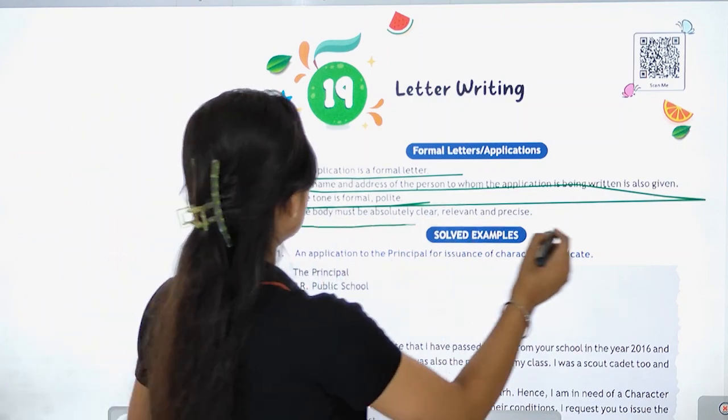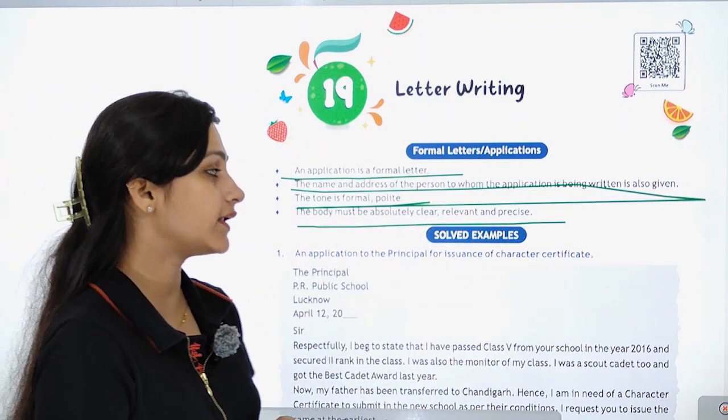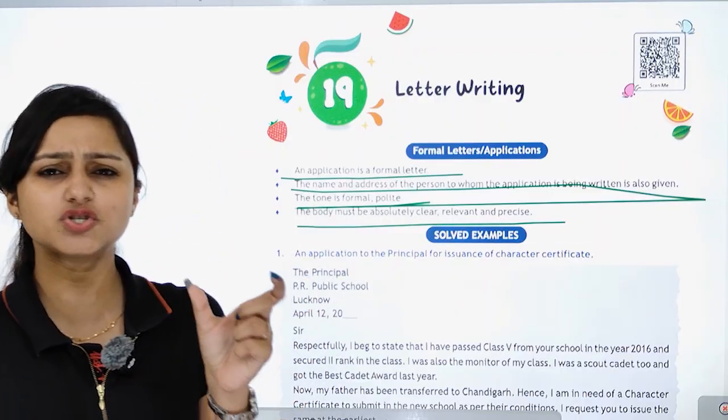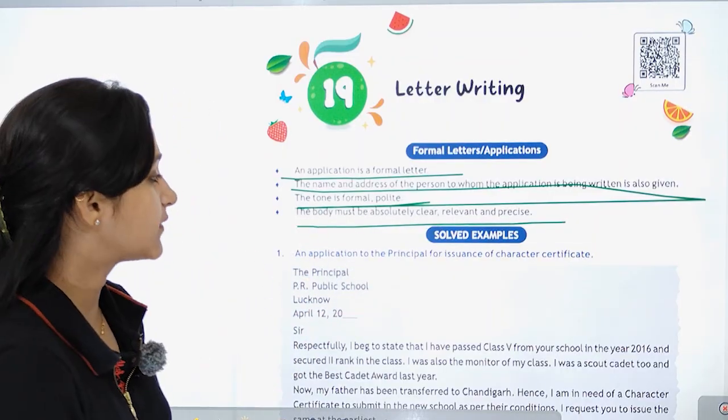The body must also be absolutely clear, relevant and precise. एकदम precise होनी चाहिए, up to the point, relevant होनी चाहिए और clear होनी चाहिए वो आपकी body.